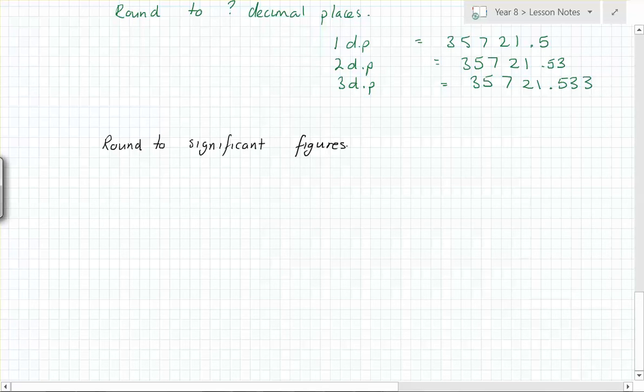Alright, so I could say to you, for instance, let's go back to 35,721.526. Just have that. How many figures is that number to at the moment? Eight. So we have 8 figures in this number at the moment.